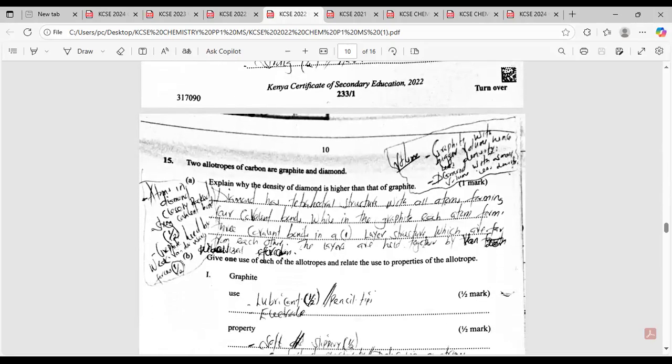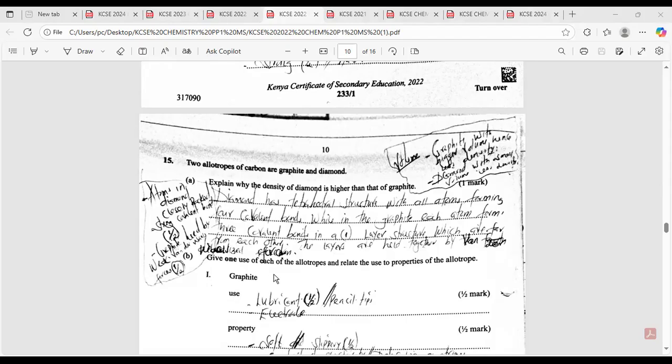Good. Question number 15. Two allotropes of carbon are graphite and diamond. Explain why the density of diamond is higher than that of graphite. This is because diamond has a tetrahedral structure with atoms forming 4 covalent bonds, while in graphite, each atom forms three covalent bonds. Then we also say the layers in graphite are held by weak van der Waals forces, so they can slide over each other. So this is a question that is testing on chemistry of elements.